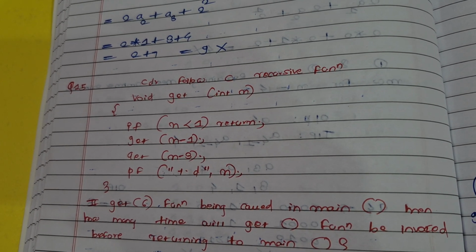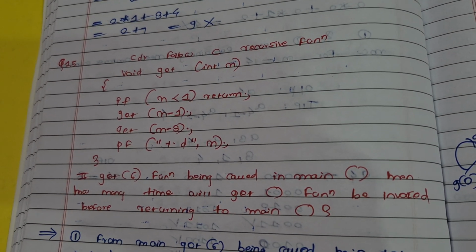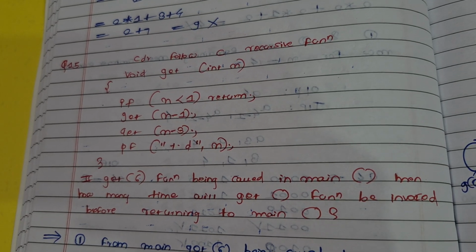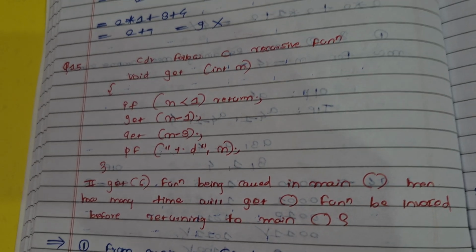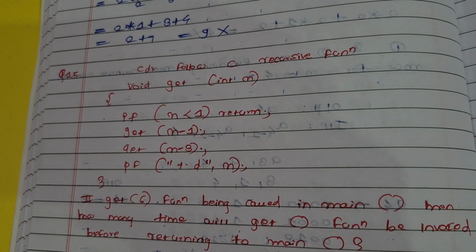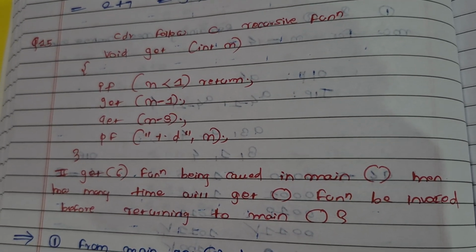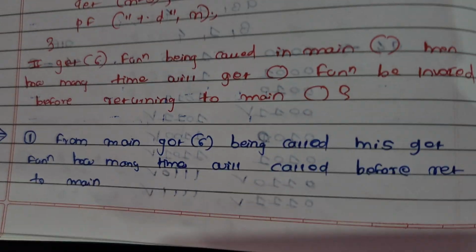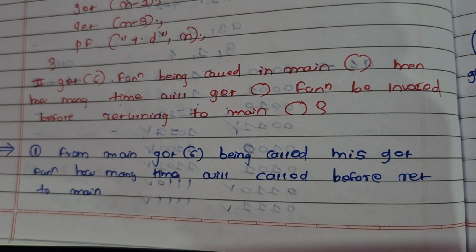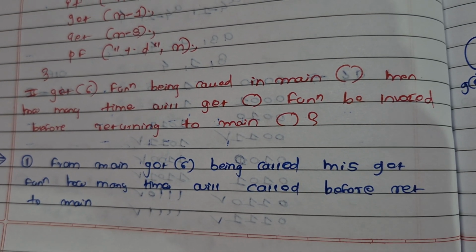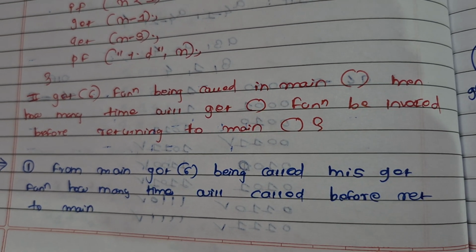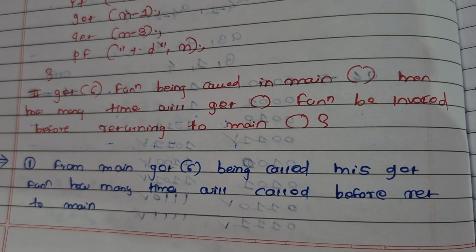Consider the following C recursive function. If get of 6 is called in main, then how many times will the get function be invoked before returning to main? From main, get of 6 is being called; how many times will this get function be called before returning to main?